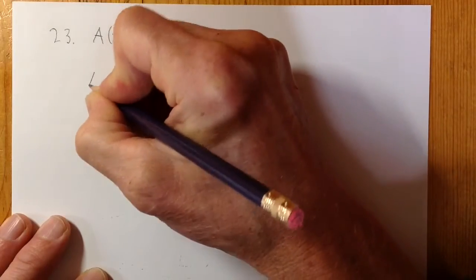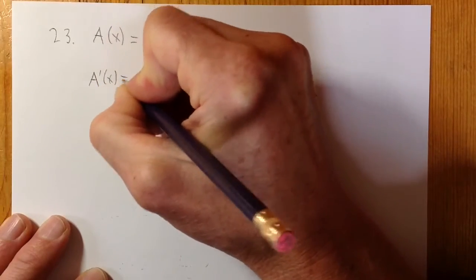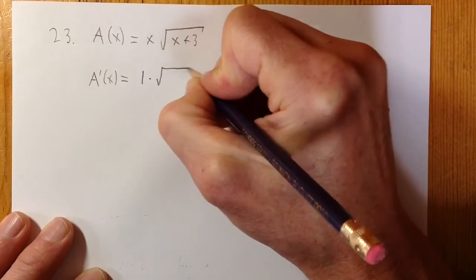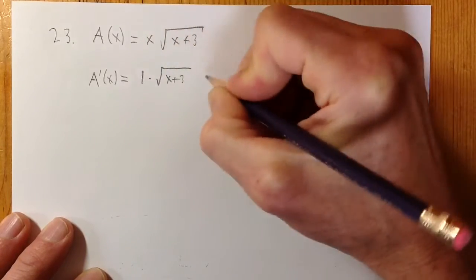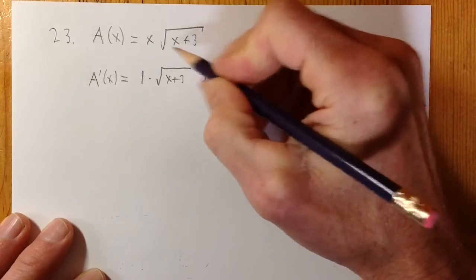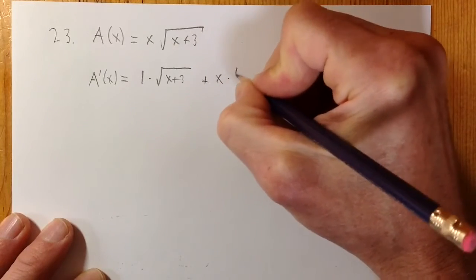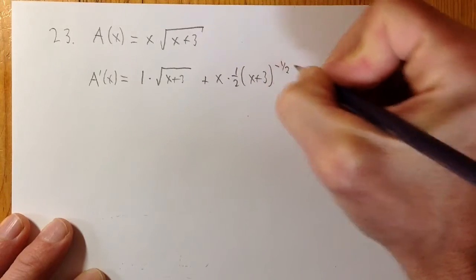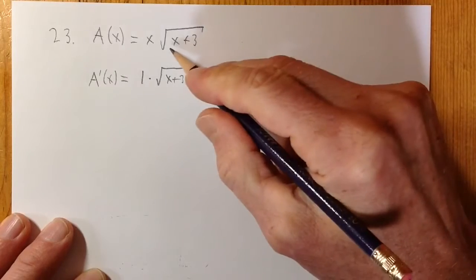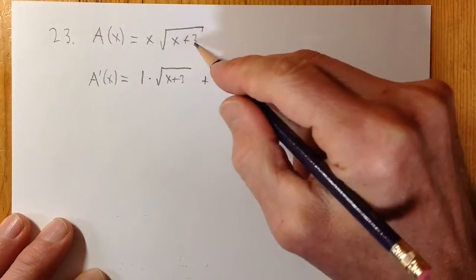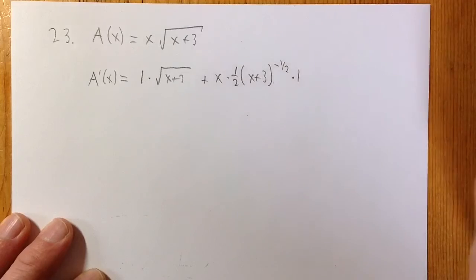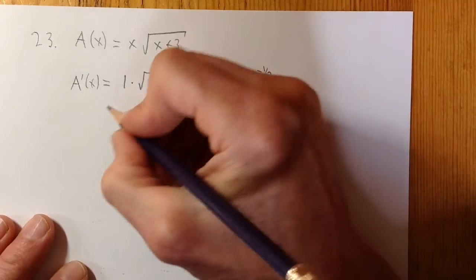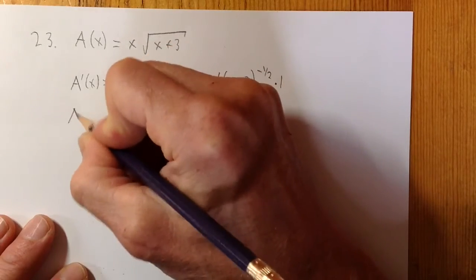So we take the derivative. For a prime of x, we're going to have to use the product rule. The derivative of x is 1, times the second thing, the square root of x plus 3, plus the first times the derivative of the second. The derivative of that is 1/2 (x plus 3) to the -1/2 times the derivative of what's inside. The derivative of x is 1, the derivative of 3 is 0, so just times 1. That's our derivative.